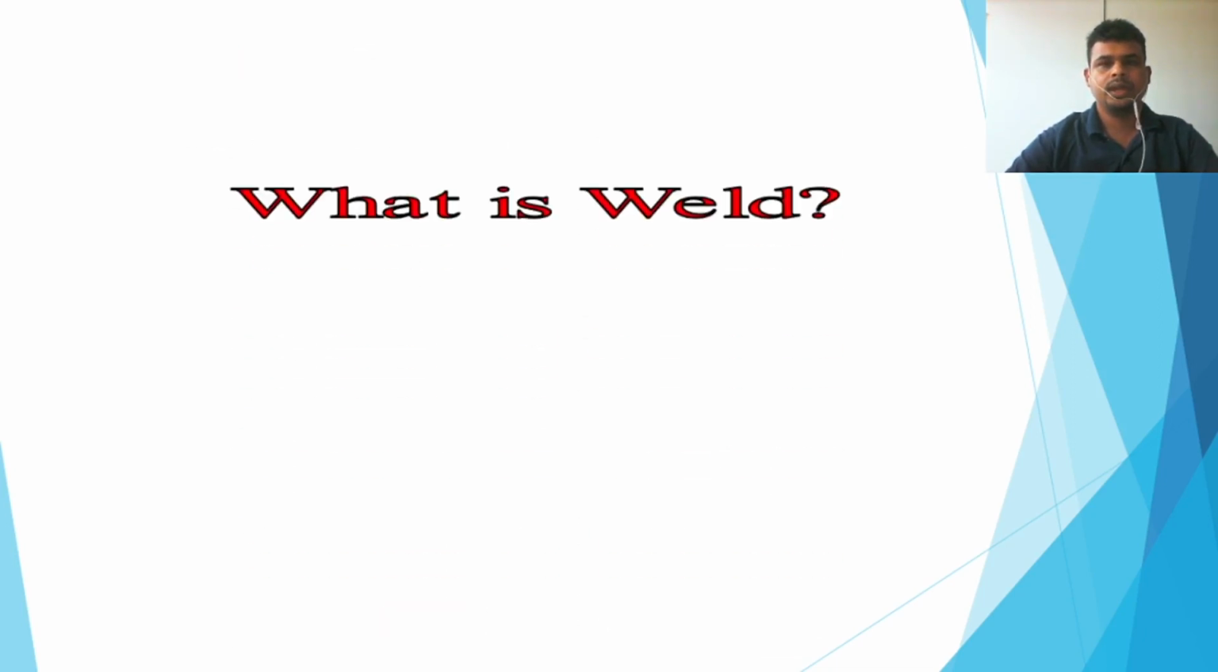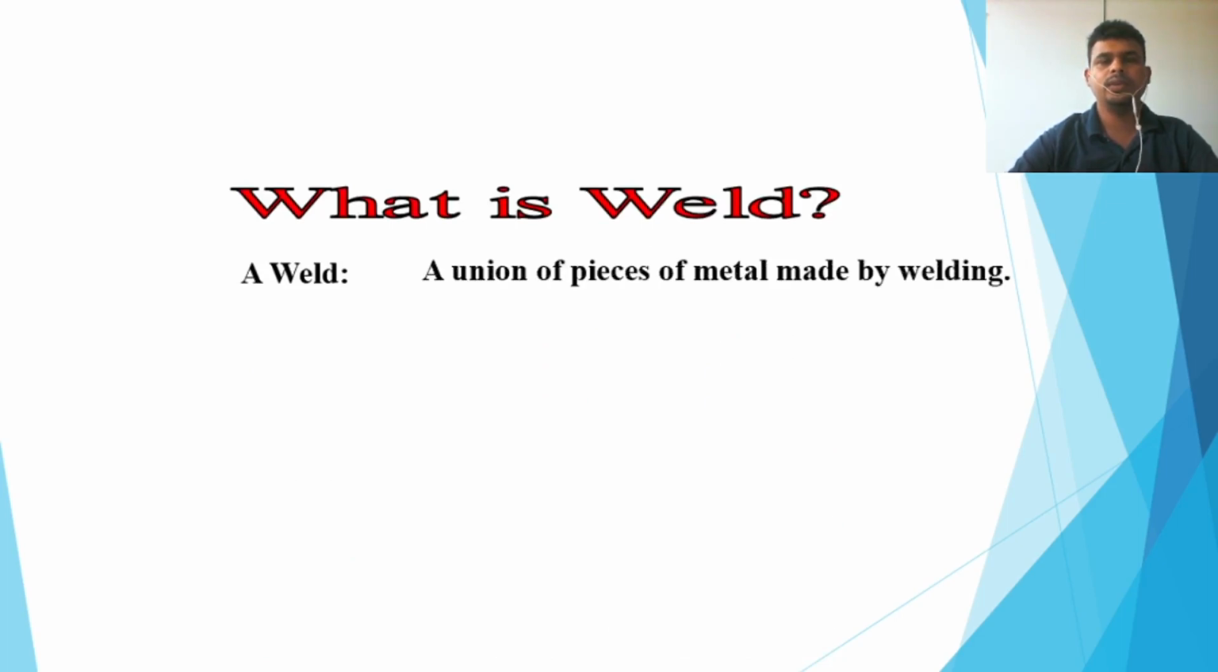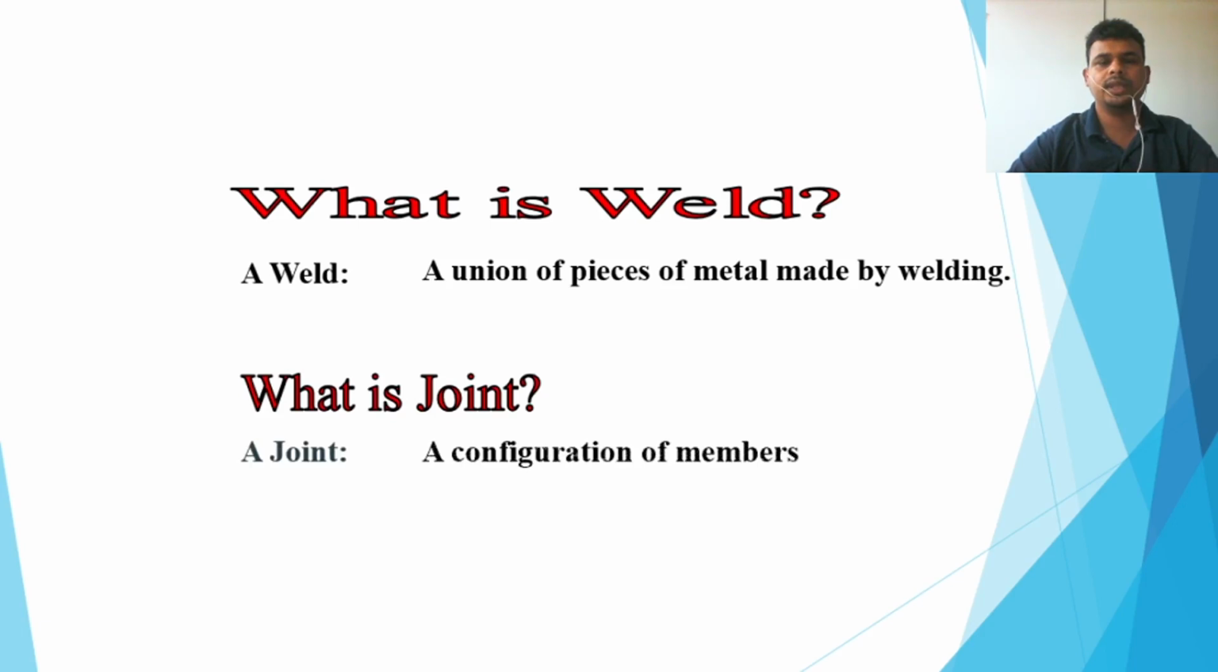Another thing is what is a weld. A weld is a union of pieces of metal made by welding. So this is one piece of metal that is made by welding. Another one is what is a joint. A joint is a configuration of members. I tell you that two members should be available to join. So this is the configuration of members, so this is the weld joint. I will show you what is the weld, what is the joint, and what is the type in this lecture.